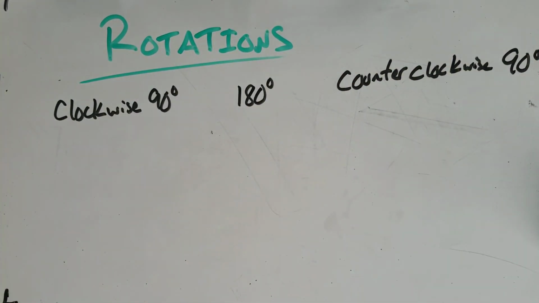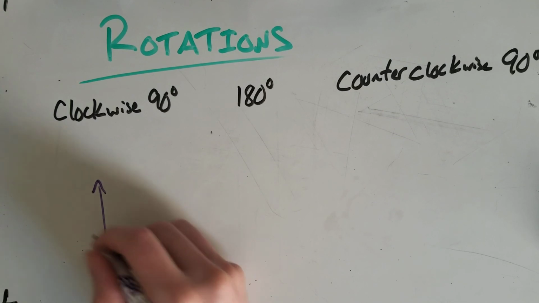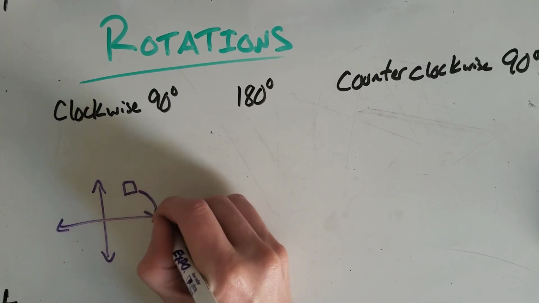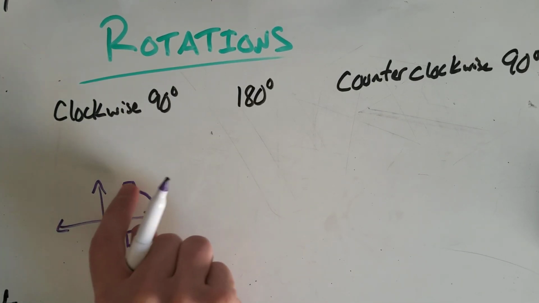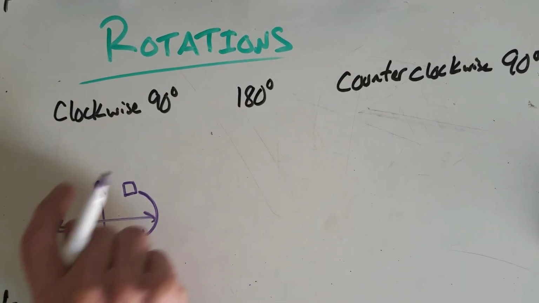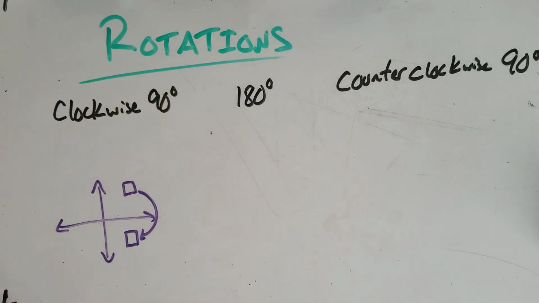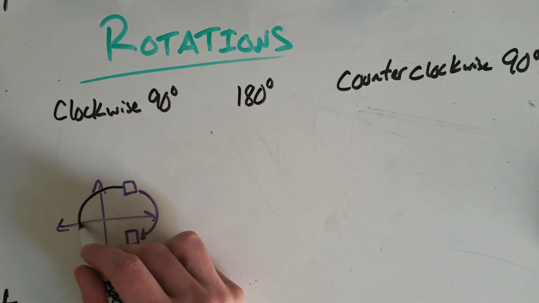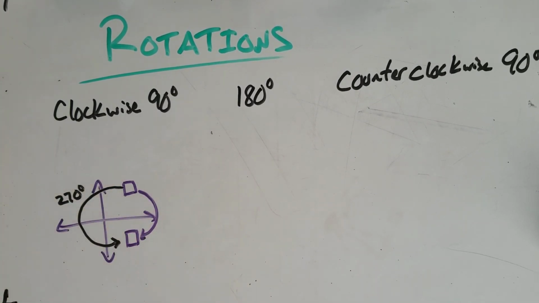There are a couple things I do want to mention before we get into the rules though. Going 90 degrees clockwise, if we have a coordinate plane here and a square, and you go 90 degrees clockwise, you're going to end up right here. You went a quarter of the way, because 360 would be the whole way around. It's actually the same thing as if you went the other direction, 270 degrees in the other direction.